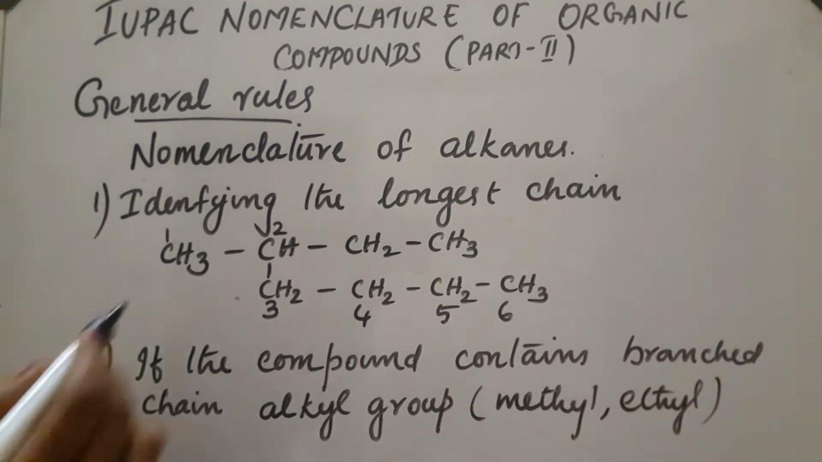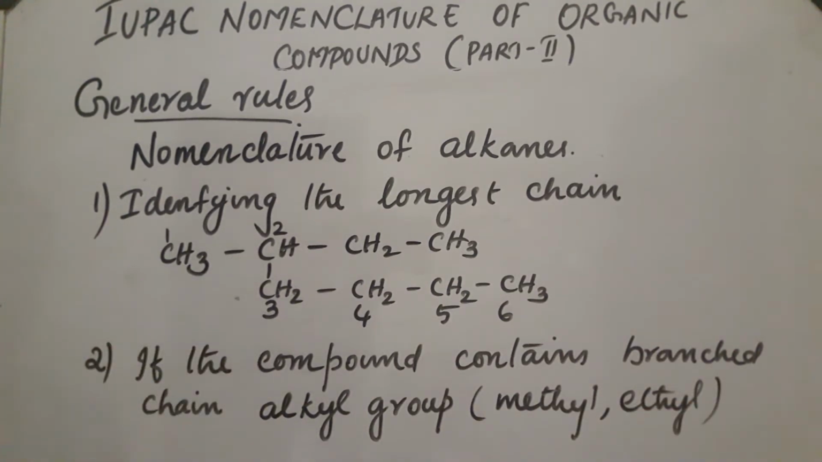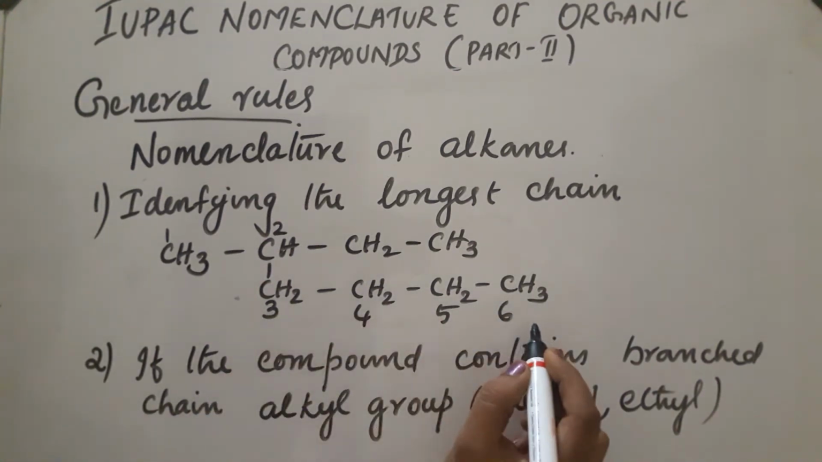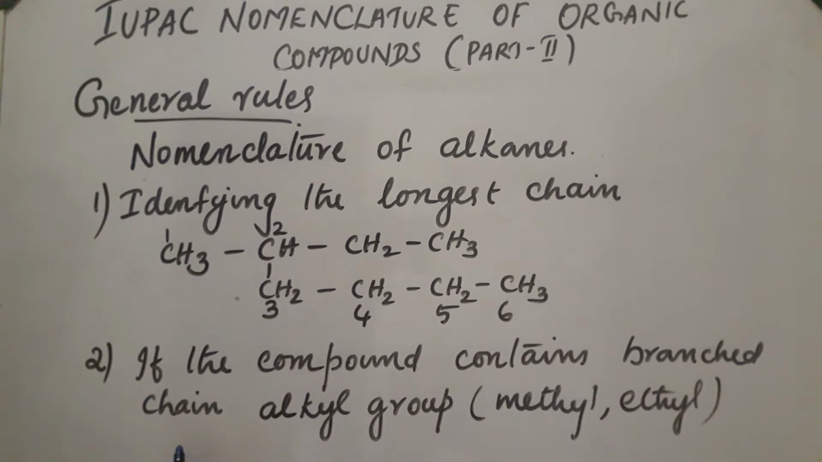Take this example. In this case, in the second position there is a branching, an ethyl group. So, how can we write the name of the compound? The parent chain is hexane and the branch is an ethyl group. So, the compound will be 2-ethyl hexane. Like this we have to name.